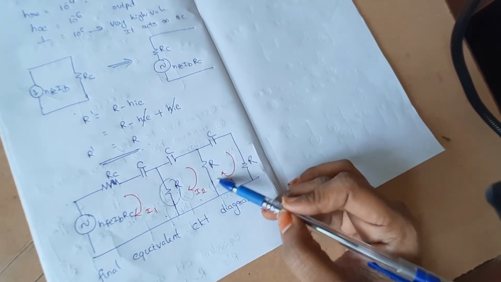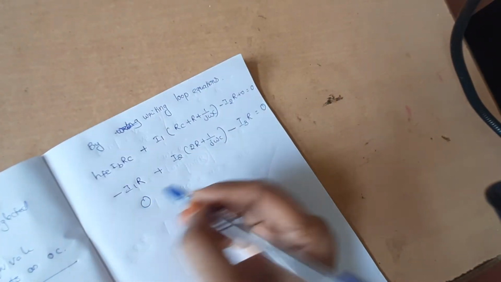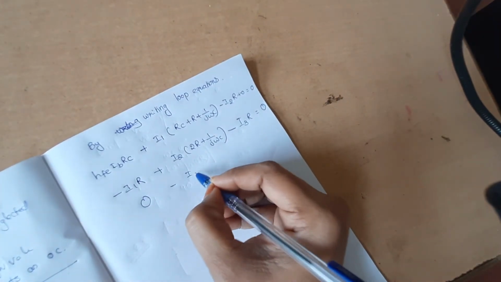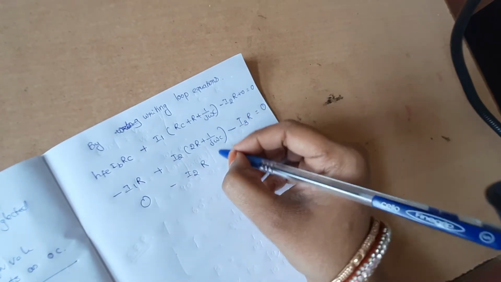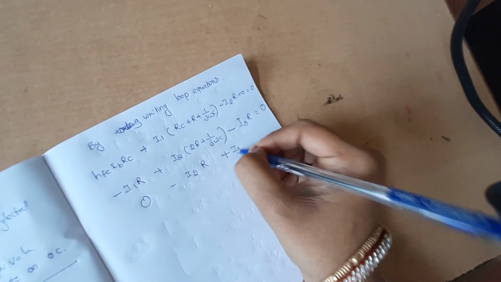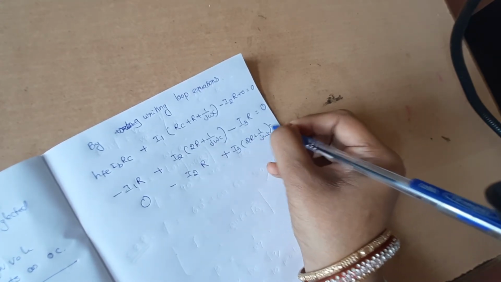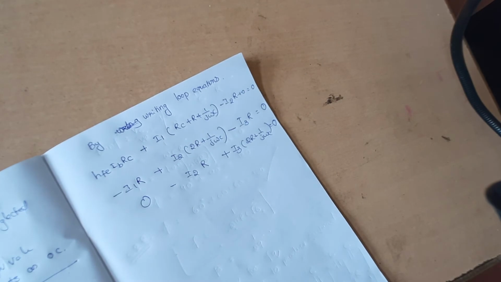The third equation is I3 passing through R, R, C. For this R only I2 passes, so there is no I1 current. So put 0 for I1, minus I2R plus I3 passes through 2R plus 1 by j omega C equal to 0. So these are the three loop equations.